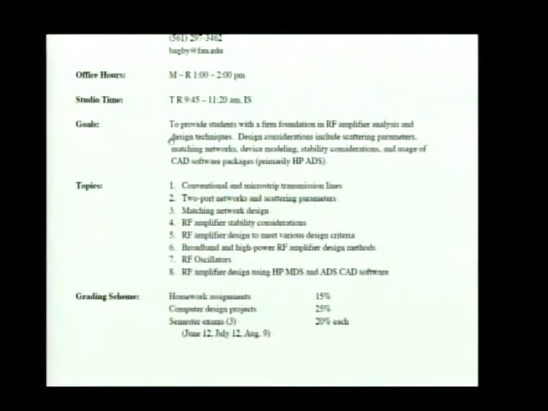Okay, goals. Well, this is just sort of a lofty statement of the goals of the course. You'll have a better understanding of what these goals entail as we work our way through the semester.